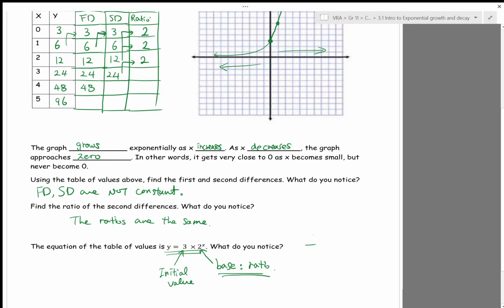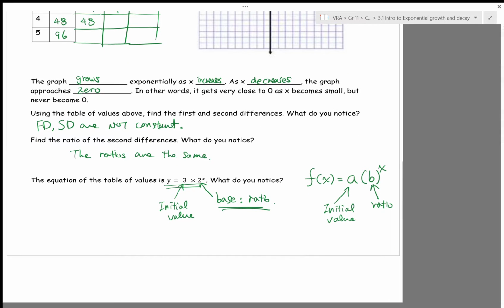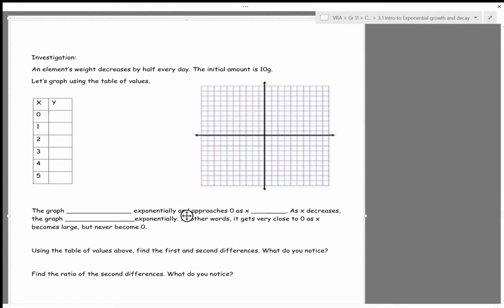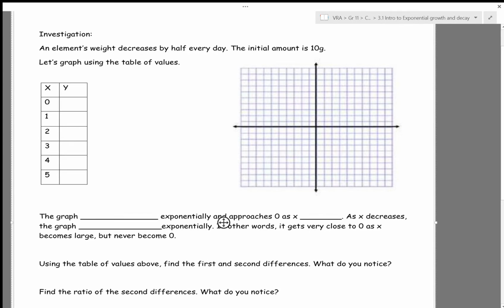So in a general form, if you have a times b to the power of x, this is the exponential function form. Your a is always the initial value, and your b is always the ratio that your exponential function follows. So remember that one, okay? Now let's get to the next slide. It's about the same, but it's slightly different.